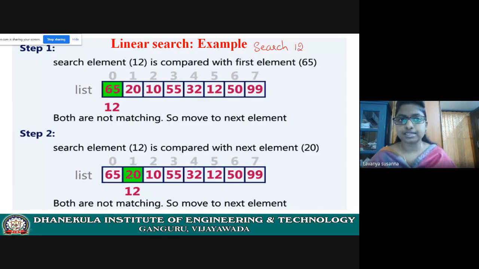Please note down. First write down linear search and then write down example and write down this one. Search element 12 in given list of elements. Elements are 65, 20, 10, 55, 32, 12, 50, 99. You need to write down first.